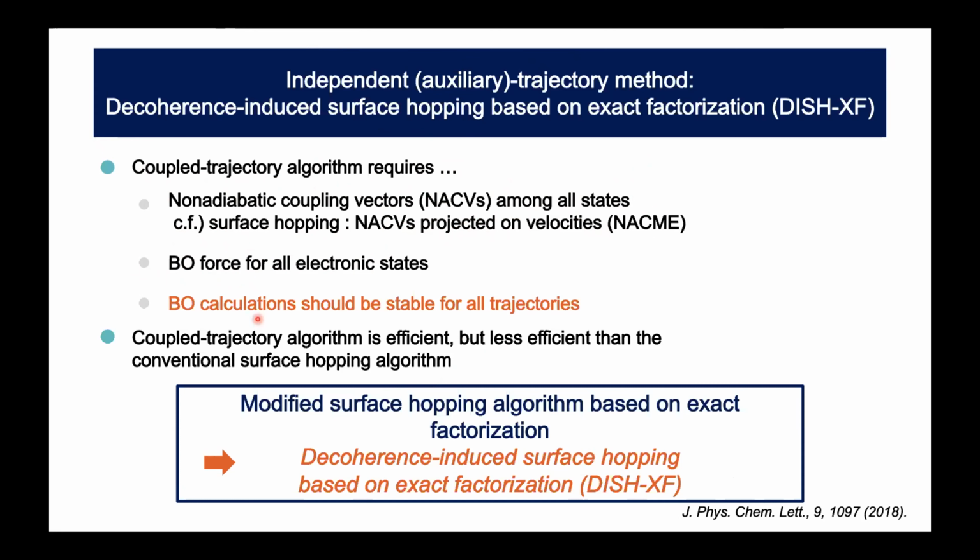And moreover, the important thing is that the electronic structure calculation should be very, very stable for all trajectories, because we run all trajectories simultaneously. So if one trajectory fails to calculate the Born-Oppenheimer state calculations, then the entire trajectory run fails. So this is very, very critical. So we tried to develop a more efficient algorithm based on surface hopping. This one is the decoherence in surface hopping based on the exact factorization.